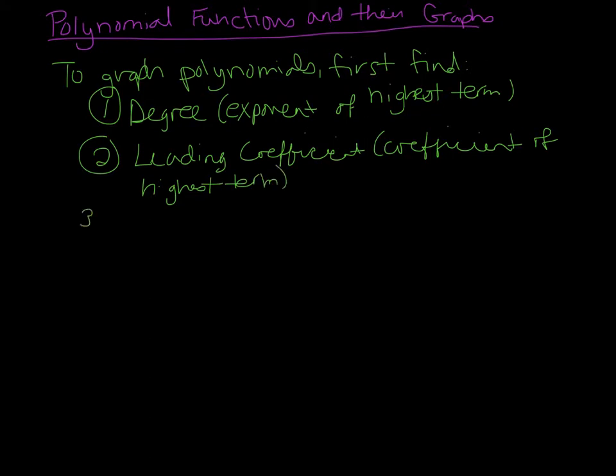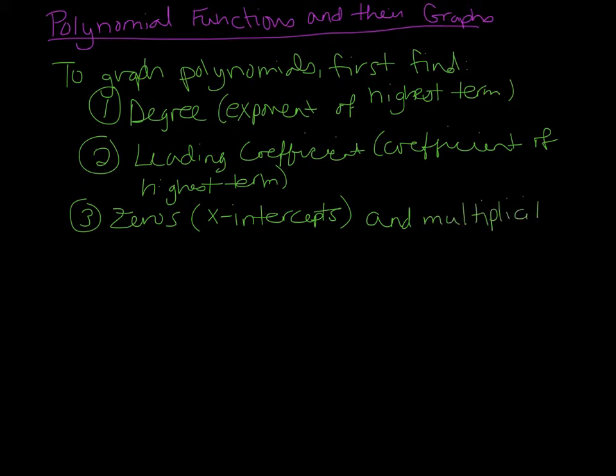Then the other things I need are going to be my zeros, which, if you remember, are also called x-intercepts. And when I have zeros, I'm going to need to find if they have any multiplicity that's not 1, which I'll talk about in just a few minutes. So some zeros will have something special about them. And the last thing I need is my y-intercept.